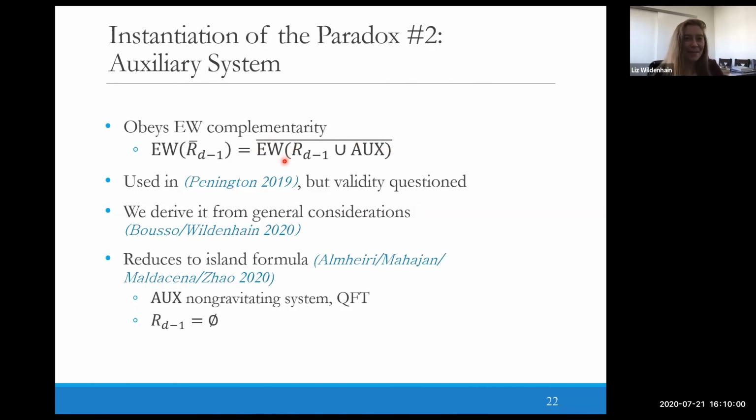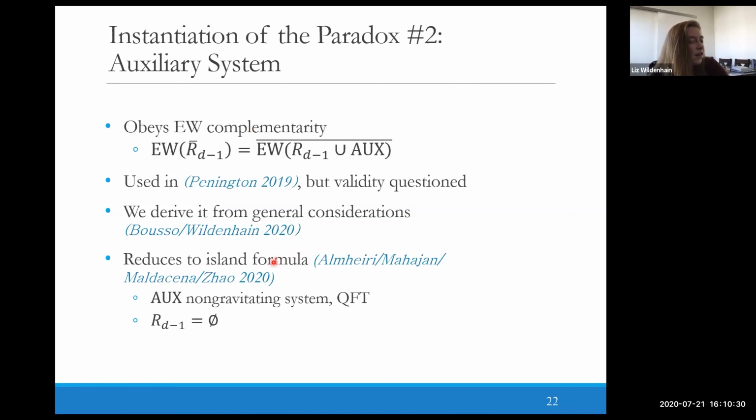It's kind of hard to say, but if you have two different regions and you find the entanglement wedge of one, the rest of the space should be the entanglement wedge of the second region, if those two regions are the full boundary. So this was assumed, but we derived the prescription from general considerations in our paper, and entanglement wedge complementarity is a consequence of our derivation rather than an assumption.